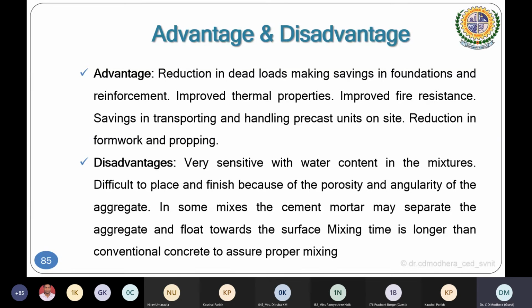Advantages and disadvantages: reduction in dead load, making savings in foundation and reinforcement, improved thermal properties, improved fire resistance, savings in transporting and handling precast units on site, reduction in formwork and propping. So I think it is very much self-explanatory, and we will not discuss it.